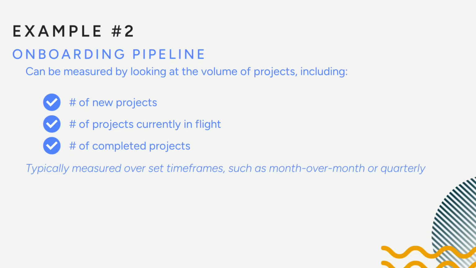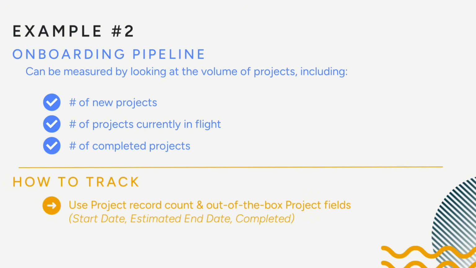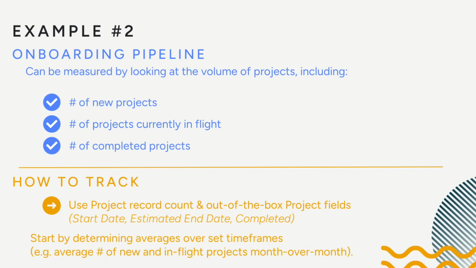Typically, this is measured over set timeframes, such as month-over-month or quarterly. These metrics are easy to track using project record count and out-of-the-box fields including start, estimated end date, and completed. For these metrics, you can start by determining averages over set timeframes, such as the average number of new and in-flight projects month over month.